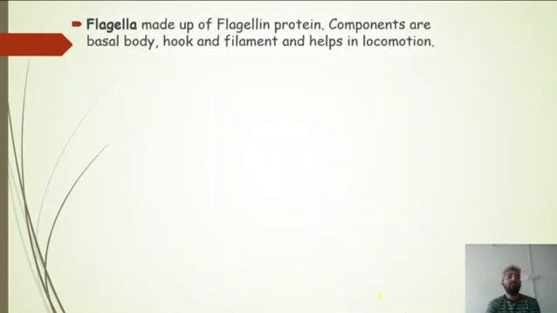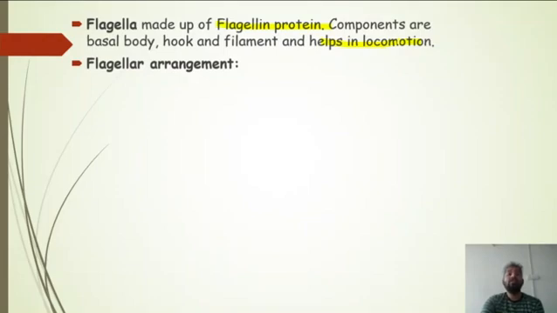Now we will be talking about the flagella. We talked about the flagella there. So flagella are basically made up of the flagellin protein, and the components of the flagella are basal body, hook and filament. They are the three components of the flagella, and the main function of the flagella is that it helps in locomotion, movement. Okay.